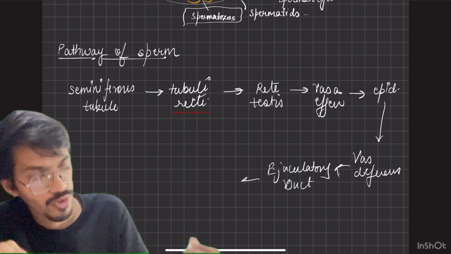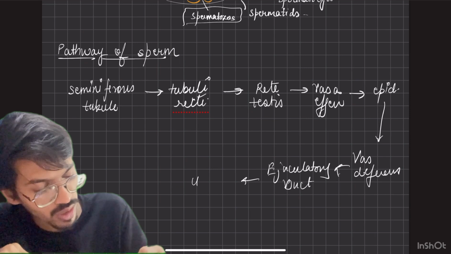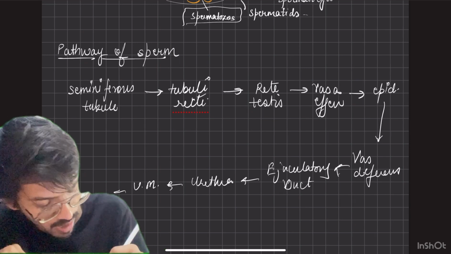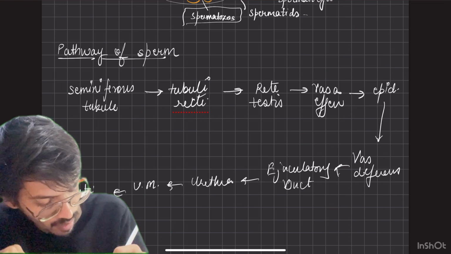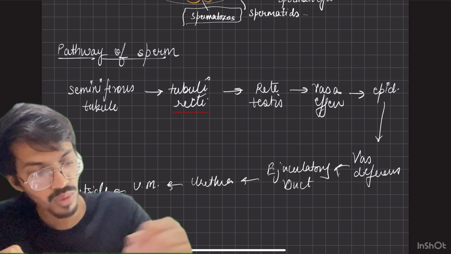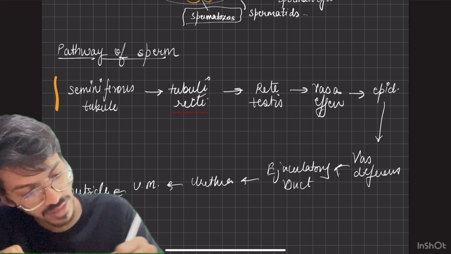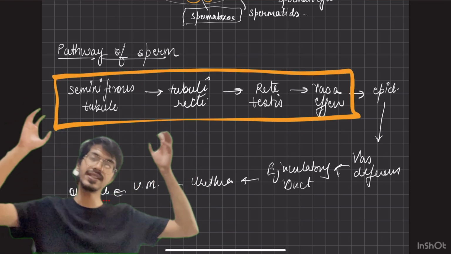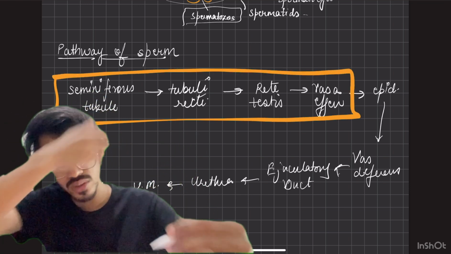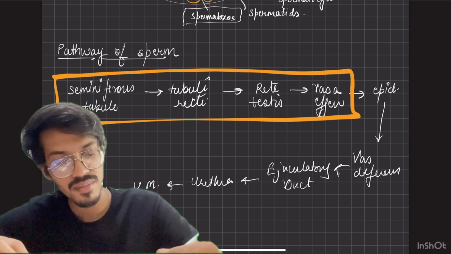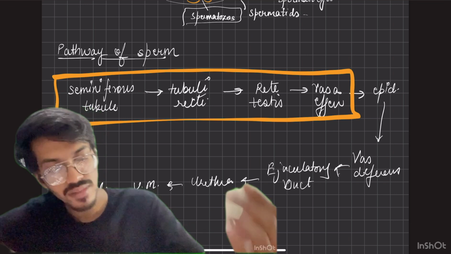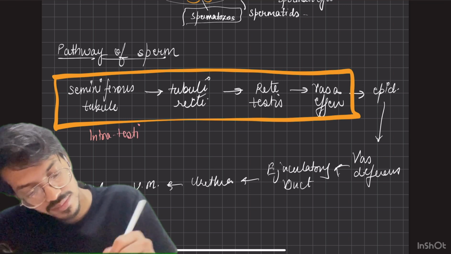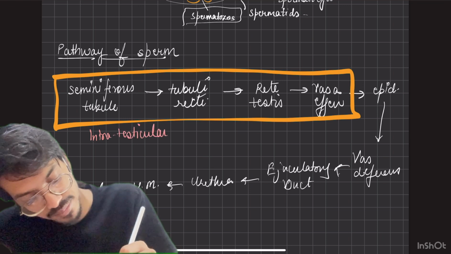Ejaculatory duct. From the ejaculatory duct, it goes into the urethra. Through the urethral meatus, it goes outside. So here, one thing you have to remember is that this area is all present inside the testes. So this system is called the intratesticular duct system.